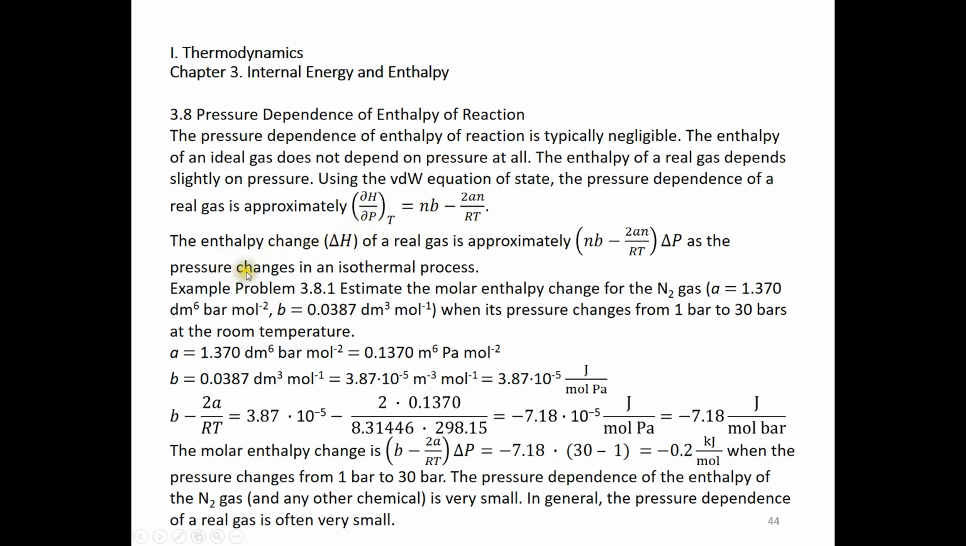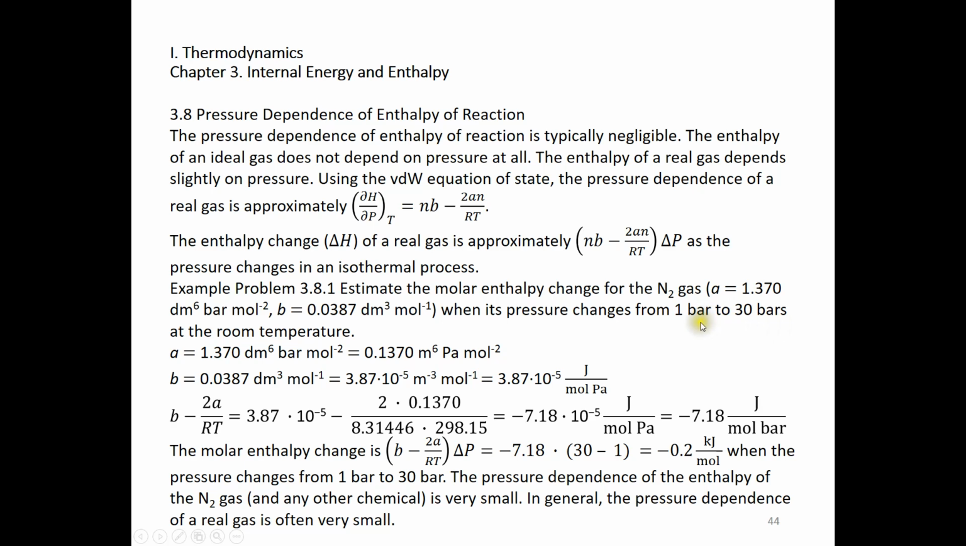When the pressure changes in an isothermal process, you see this T in the subscript. That means when temperature is held constant, how does enthalpy depend on pressure? Now let's look at one numerical example, problem 3.8.1. Estimate the molar enthalpy change for nitrogen gas, given its Van der Waals parameters A and B, when the pressure changes from 1 bar to 30 bars.